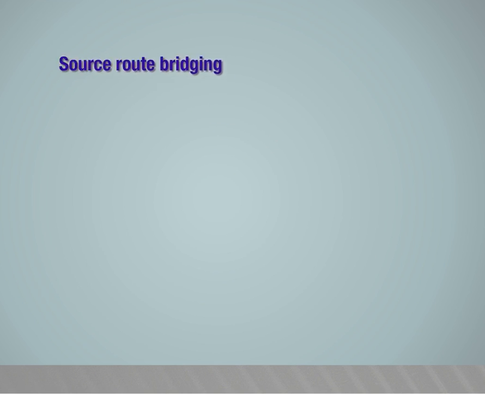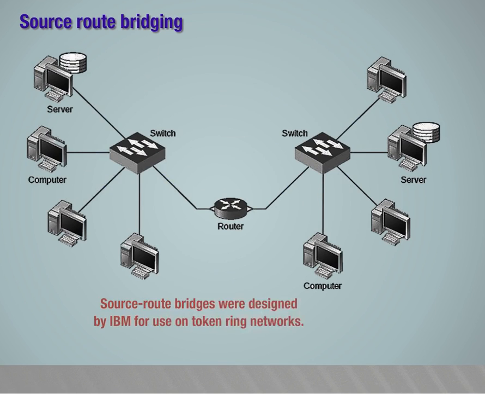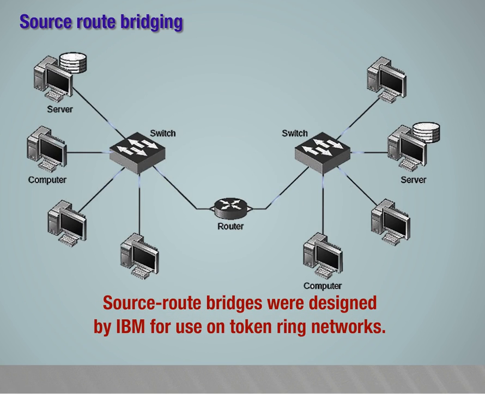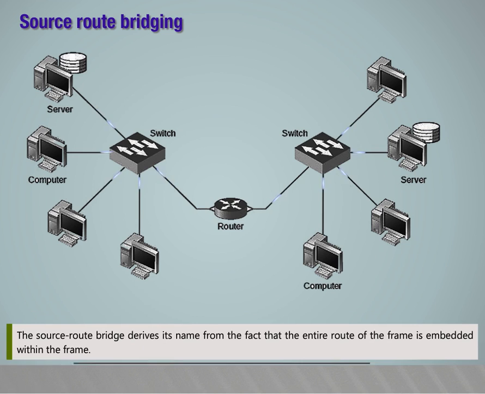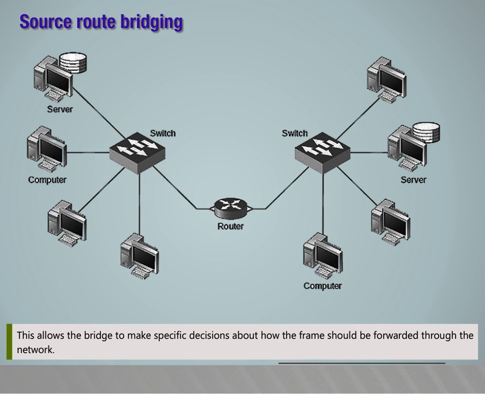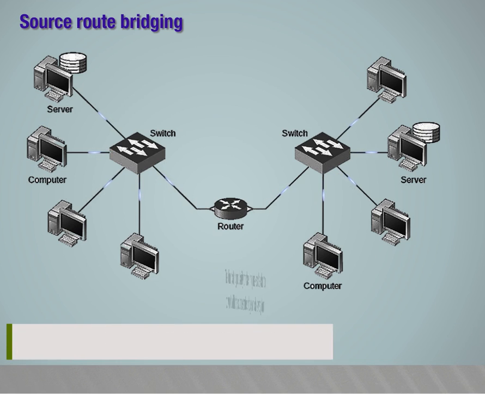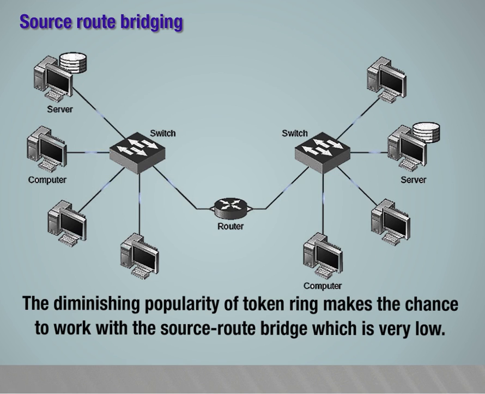Source route bridging. Source route bridges were designed by IBM for use on token ring networks. The source route bridge derives its name from the fact that the entire route of the frame is embedded within the frame. This allows the bridge to make specific decisions about how the frame should be forwarded through the network. The diminishing popularity of token ring makes the chance to work with a source route bridge very low.